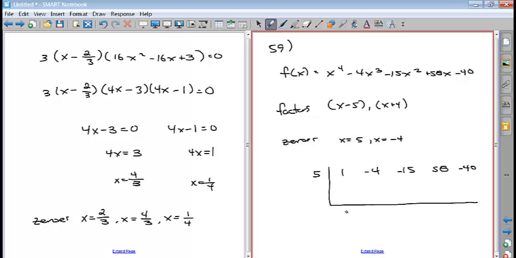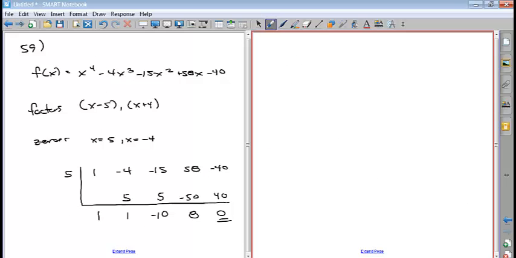Bring the 1 down. 5 times 1 is 5. Add these together, you get 1. 5 times 1 is 5. Add these together, you get negative 10. 5 times negative 10 is negative 50. Add those together, you get 8. 5 times 8 is 40. Negative 40 plus 40 equals 0. So that first one is a zero.